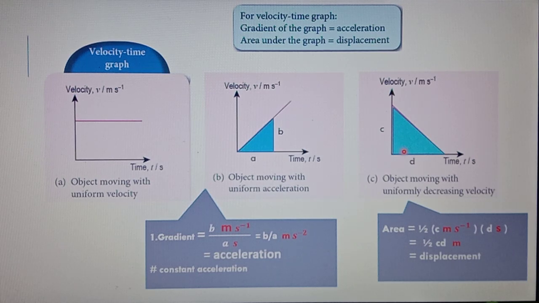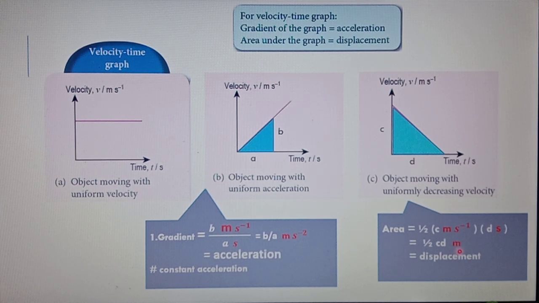Area under the graph. So area under the graph equals the area of this triangle. So the formula is half times C times D. What happens to the unit? Unit of C is meter second to negative 1. Unit of D is second. Thus we get half CD in meter, because second negative 1 and second power 1 are already cancelled. So we get the unit is meter.